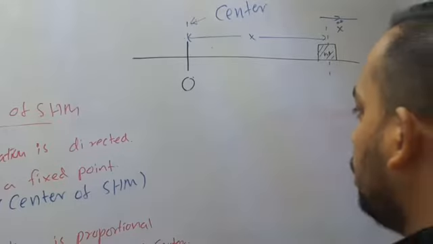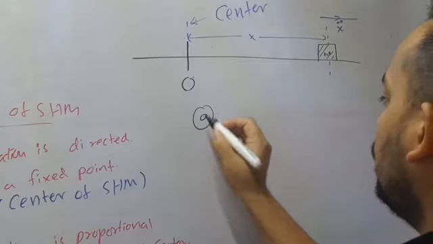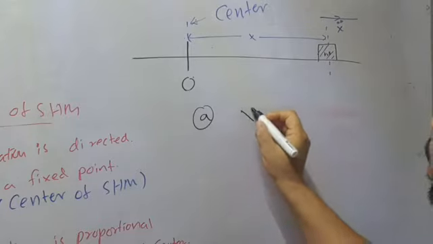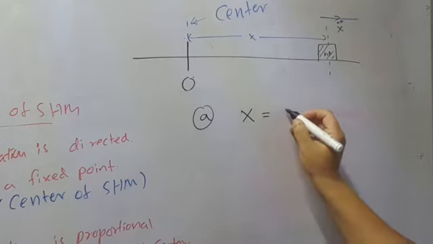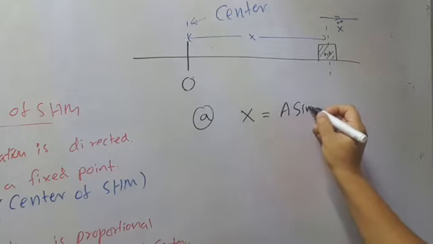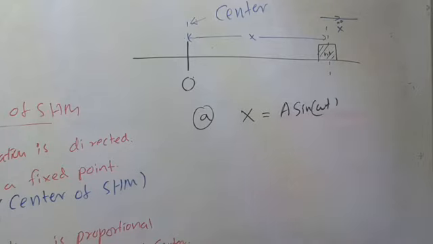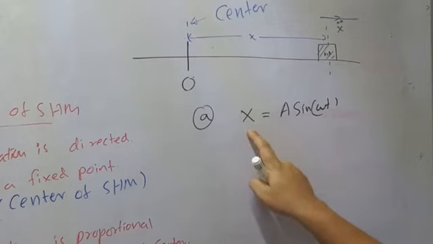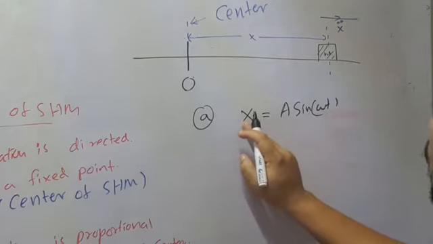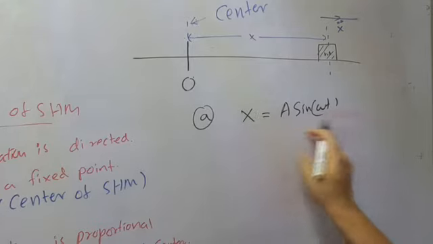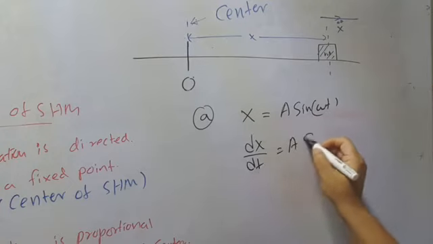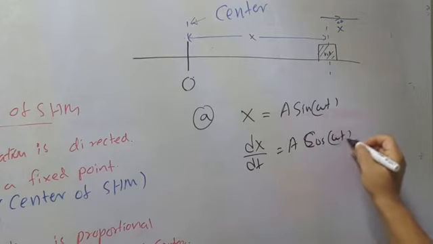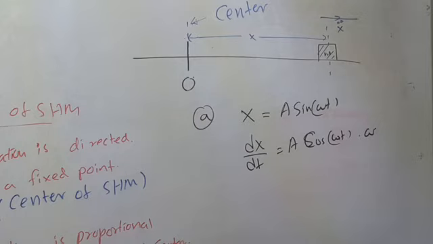Suppose, for example A, let me give the displacement as a function of time: x equals a sine omega t. We want to check whether the motion described by this equation follows simple harmonic motion. So what we do here is differentiate this equation with respect to time. The first derivative, dx by dt, is a cosine omega t times omega.